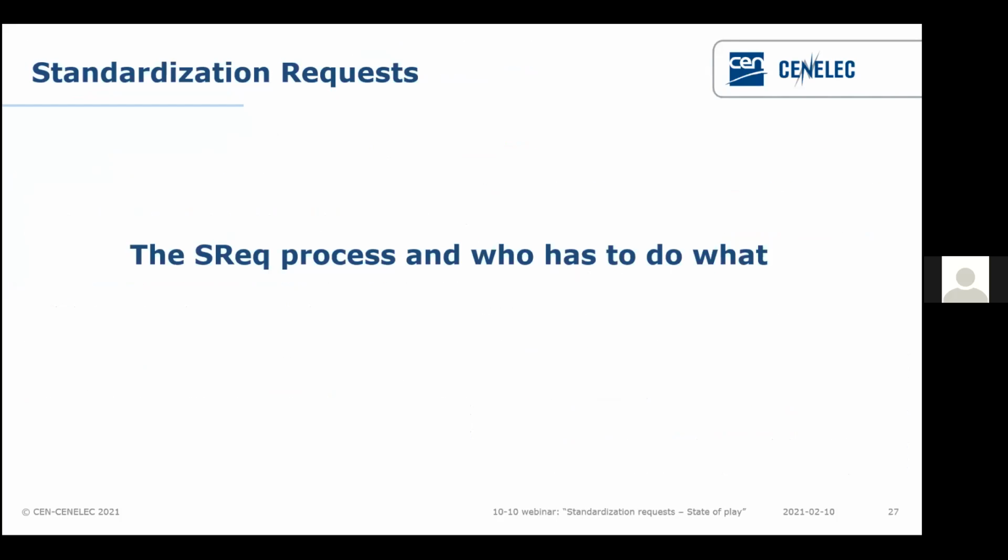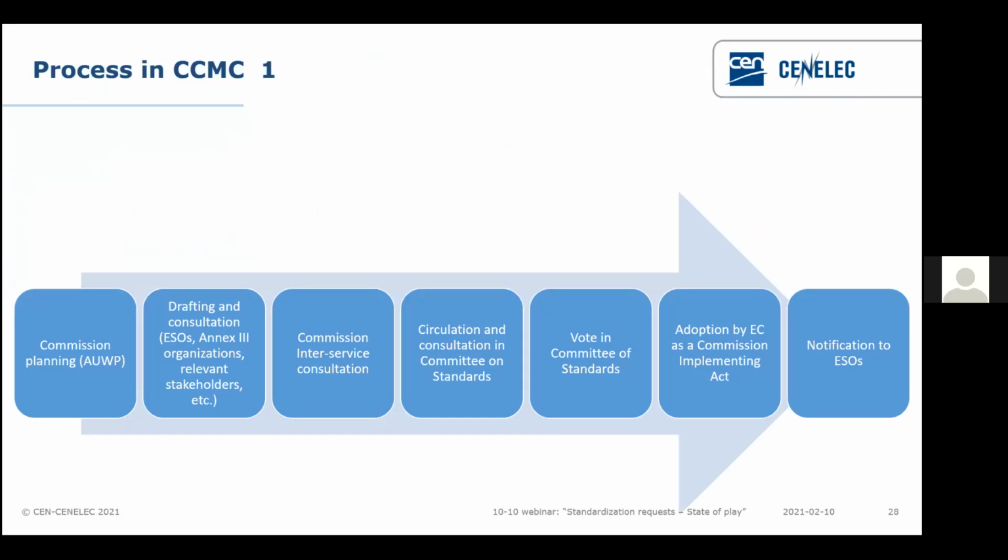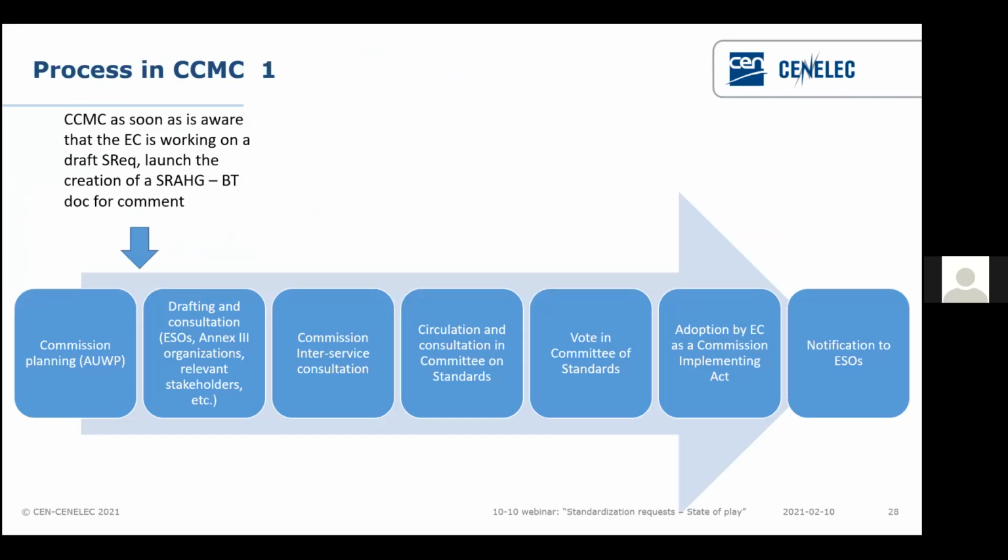And now we go to the process of the standardization request, identifying the key elements of this process. So, first of all, as soon as CCMC is aware the European Commission is working on a draft standardization request, it could be a working draft, it launches the creation of a SRAG. Remember, SRAG is the CEN-CENELEC ad hoc group on standardization request.